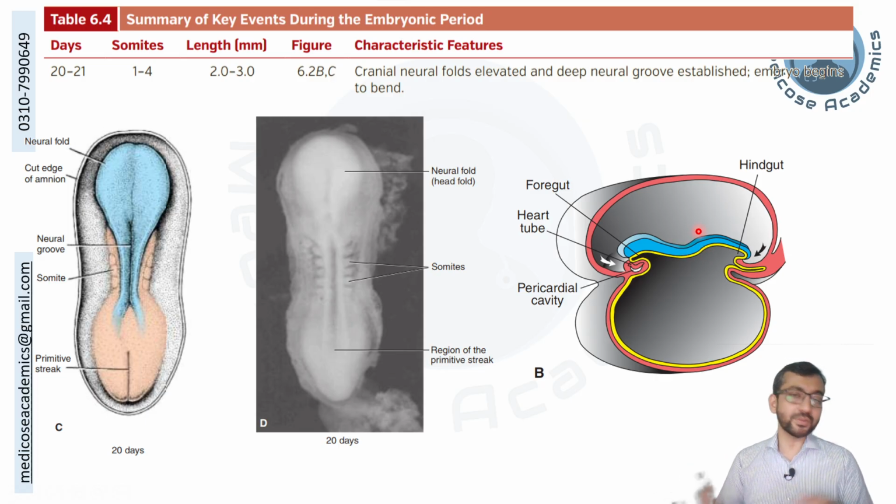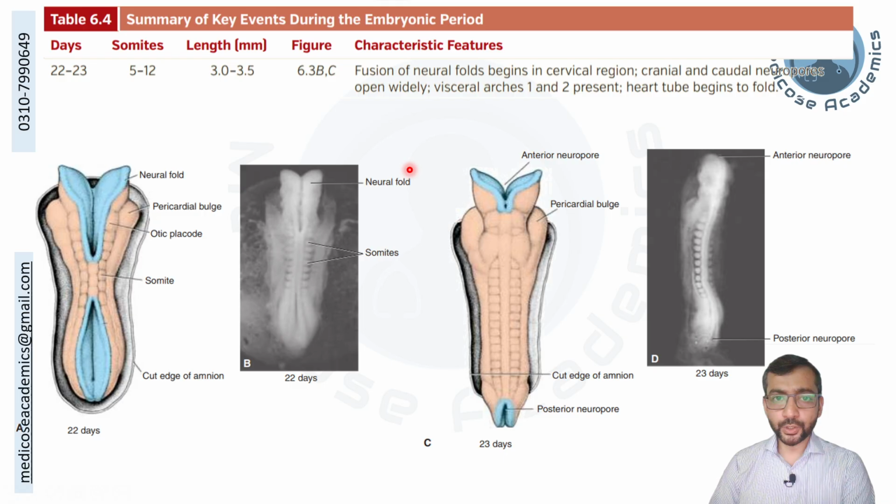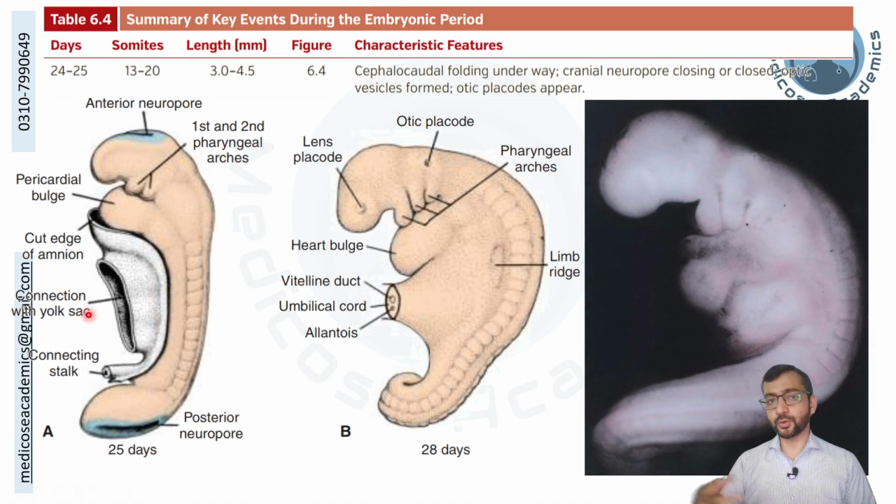All of these things that we studied separately are actually occurring at the same time, so their timelines overlap. Then on days 22 and 23, the neural tube starts to fuse in the cervical region at somite 5. The cranial and caudal neuropores are still open. Pharyngeal arches at the same time start to develop, the first and second arch. The heart tube is developing at this point. Then you come to days 24, 25, and day 25 marks the closing of the anterior neuropore.